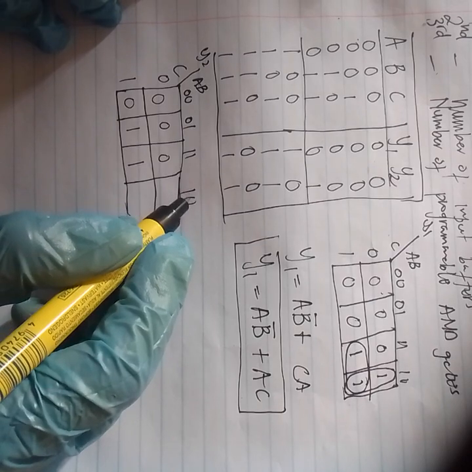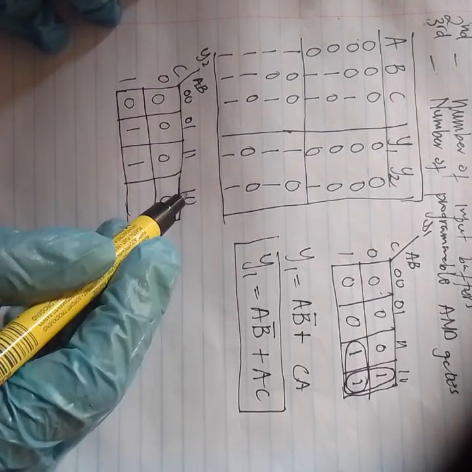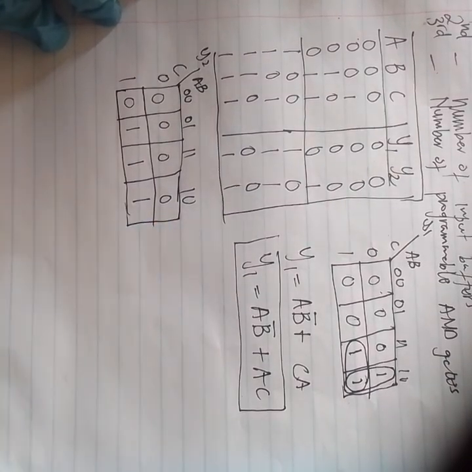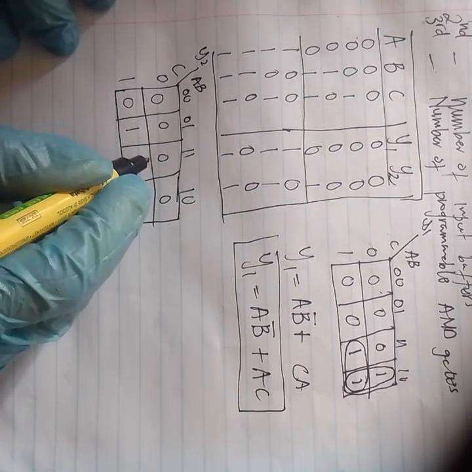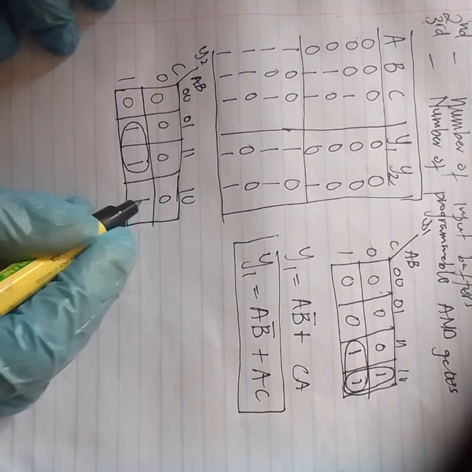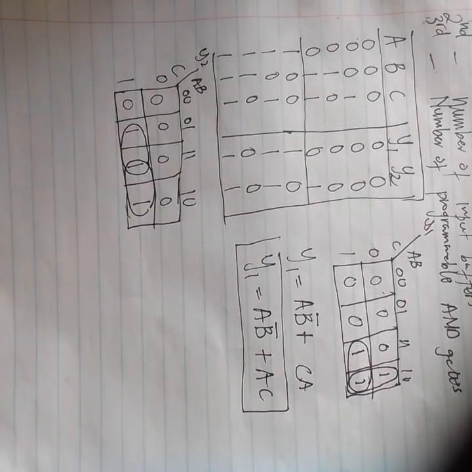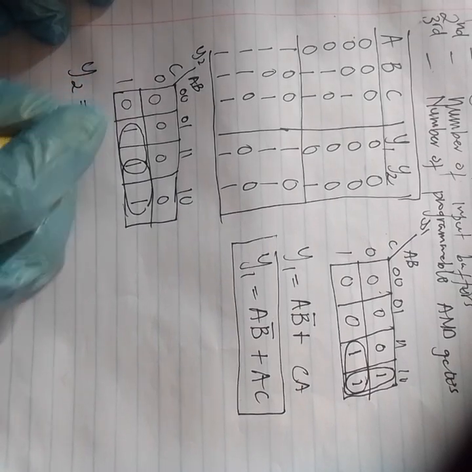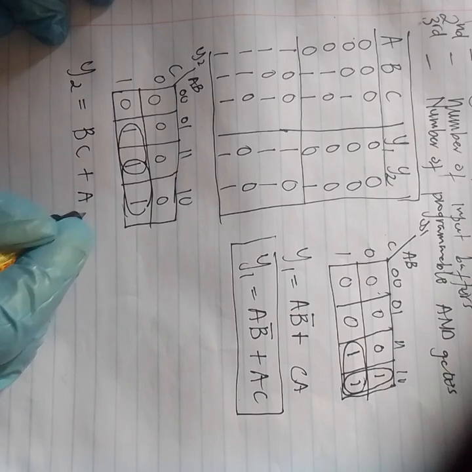When A is 1, B is 0, C is 0, the output is 0. When A is 1, B is 0, C is 1, the output is 1. Now we have to do grouping. Let us group the first part and also group the second part. Okay. For this, Y2 equals BC plus AC.